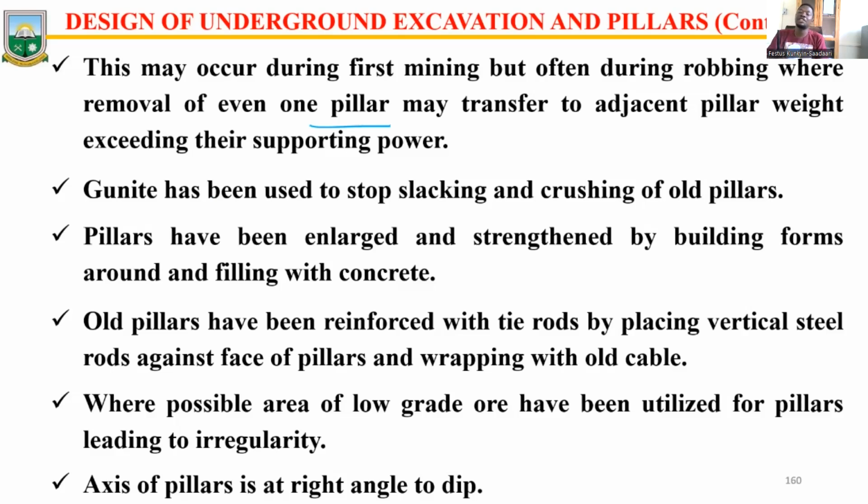So after I have finished robbing my pillars, or I leave a pillar for some time and I feel like it is getting weaker, there is this thing we call the gunite, where we brace the whole of the pillar with some kind of metal like iron rods all around it, and then we spray some concrete material on it to hold it in place. So it is one of the measures people put in place to avoid crashing of pillars.